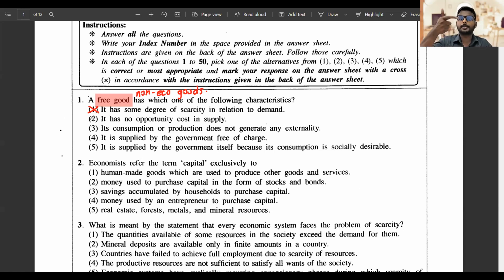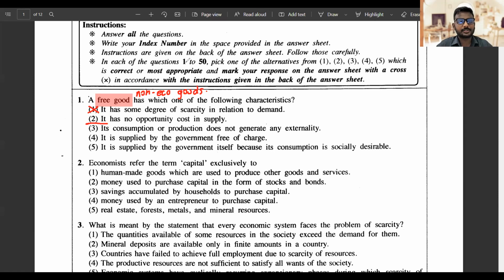Second answer says it has no opportunity cost in supply. So when you went through the characteristics in your head, when you brought all those characteristics back to the front of the mind, what did you get? The third point is no opportunity cost in production. That's what the second answer is saying. It has no opportunity cost in supply. When it comes to the supply of these non-economic goods, sunlight or air, nothing is given up because they are completely natural. No resources are used in production. So no opportunity cost in supply. So that is the answer.